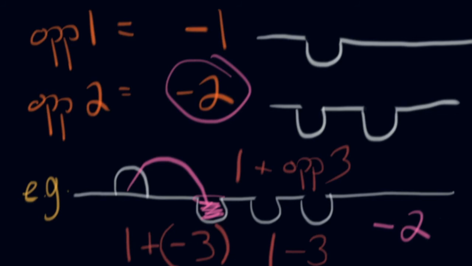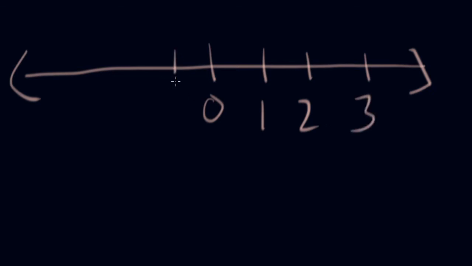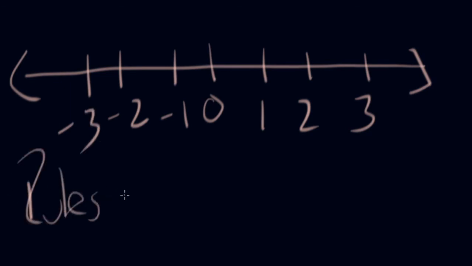Which brings us to another realization, and also remembering things, is that we also have a number line, don't we? And we know 0 is in the middle. And when we go backwards, negative 1, negative 2, and negative 3. So we need some rules, don't we?